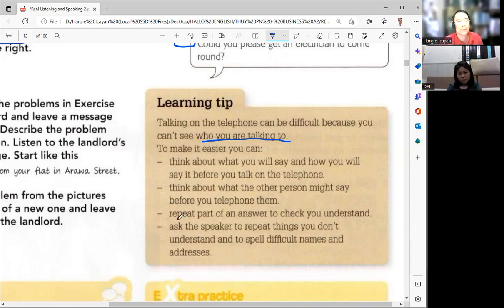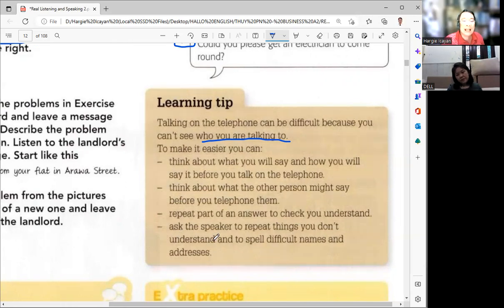Repeat part of an answer to check you understand. Let's say, for example, if you weren't able to understand, you can repeat that one. Let's say, for example, Arawa Street. Okay, is it Arawa Street? So you can repeat that one so that the person you are talking to can also repeat that for you, in order for you to check whether the information that was already said by that particular person is correct.